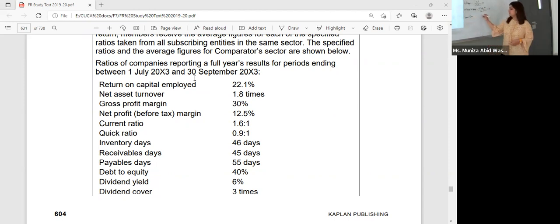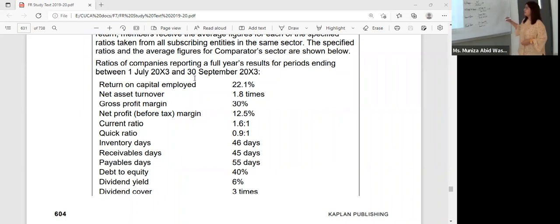What is the formula for this? Very good. Current assets divided by current liabilities. Then we have quick ratio. Quick ratio is current assets minus inventory divided by current liabilities. The answer to both of these ratios would be in times.